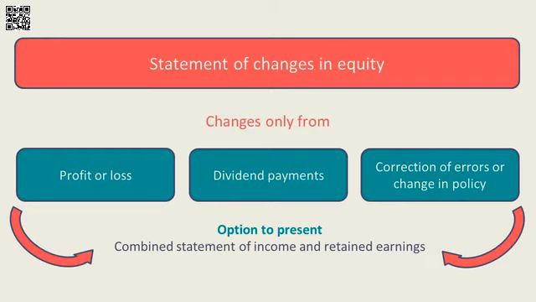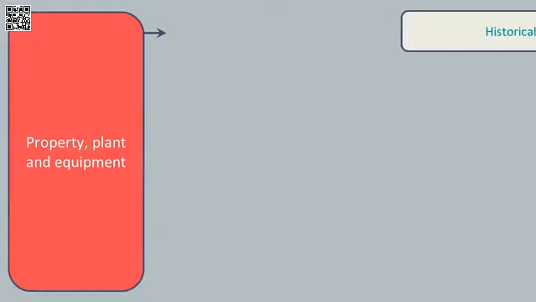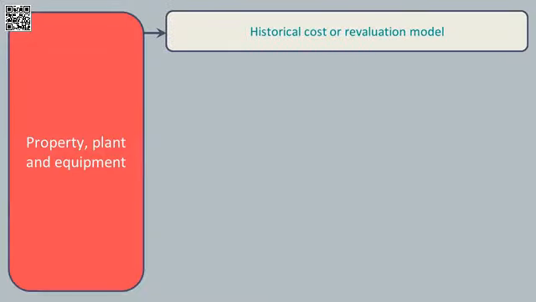This is different from the full IFRS, which requires a statement of changes in equity to give a reconciliation of the equity from the beginning to the end of the period, so it reduces the reporting burden on SMEs and simplifies the financial statements. The standard also deals with the treatment of property, plant and equipment, and they can be valued using the historical cost model or the revaluation model.